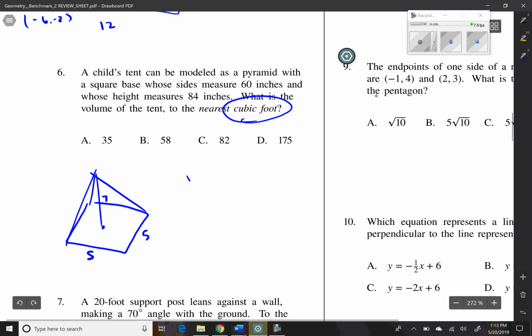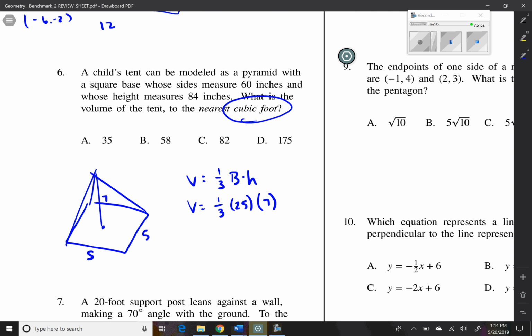So the volume formula for a pyramid is 1/3 the area of the base times the height. The area of the base is 25. I know it's 25 because 5 times 5 is 25 times 7. So if I do 25 times 7 times 1/3, I wind up getting approximately 58.